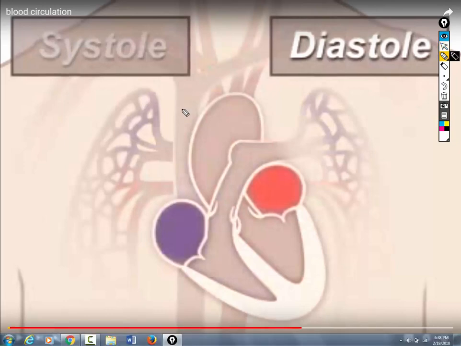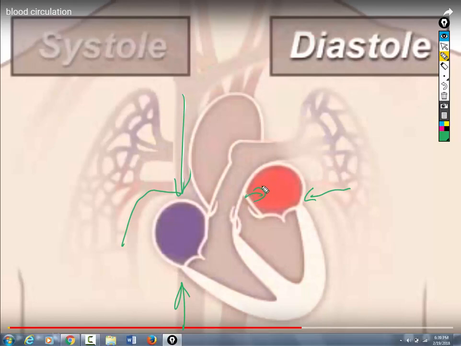We know that all the veins of the body dump their venous blood into the right atrium. We know this, right? So all the venous blood from the upper body dumps into the right atrium through the superior vena cava. All the venous blood from the lower body dumps into the right atrium through the inferior vena cava. Say yes. At the exact same time that venous blood from the body is filling the right atria, oxygenated blood from the pulmonary veins is filling the left atria.